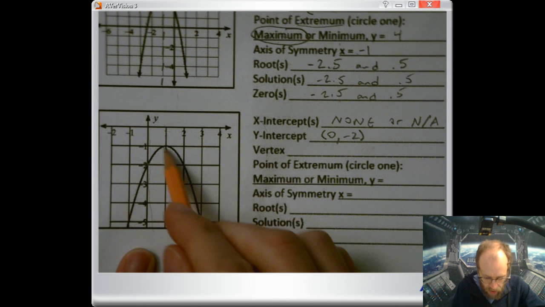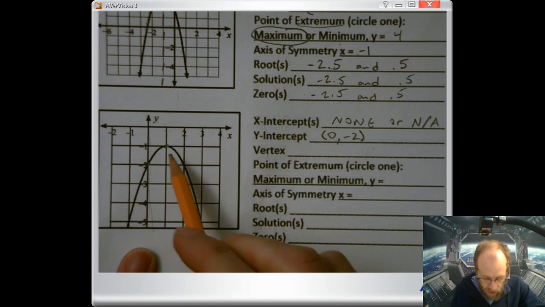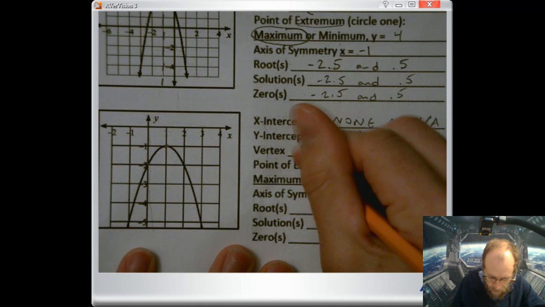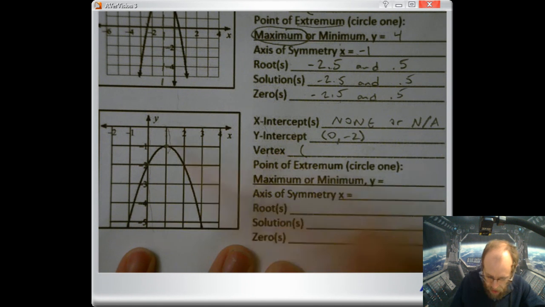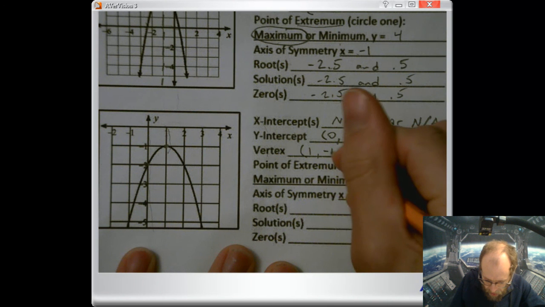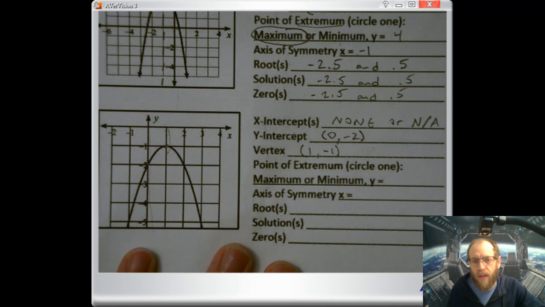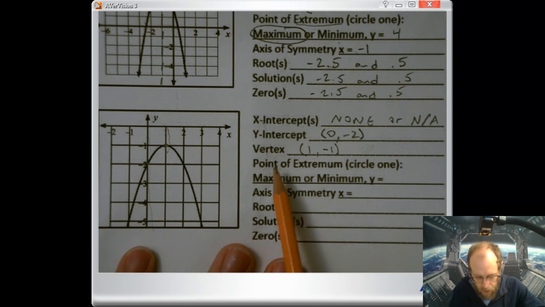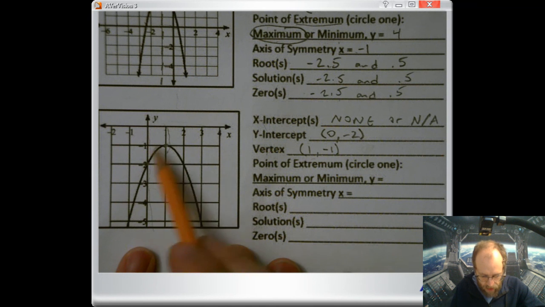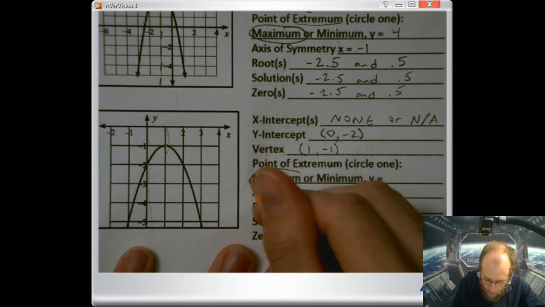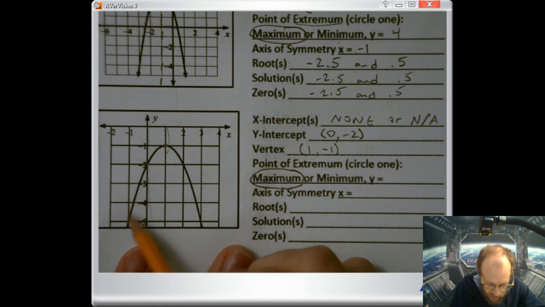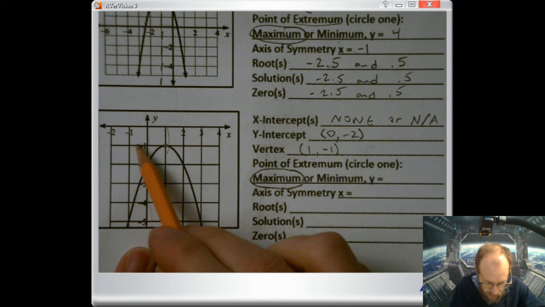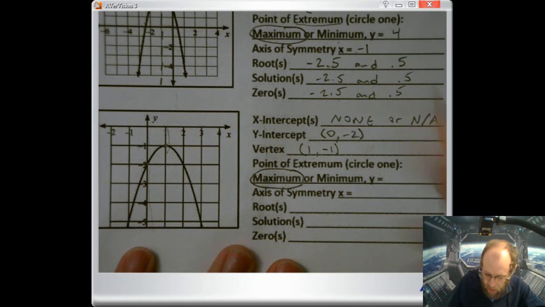Does our parabola have a vertex? Yes. It's right there. It is a point. It's a location. So I'm going to give its x and y value. That is at the point, remember, x value first. So 1, then y value is -1. 1, -1 is the location of the vertex. Is it a maximum or a minimum? Well, is it a high point or a low point? Looks like a high point to me, a maximum. And what is the maximum y value? The highest y value on the whole thing is the y value of the vertex, which is -1.